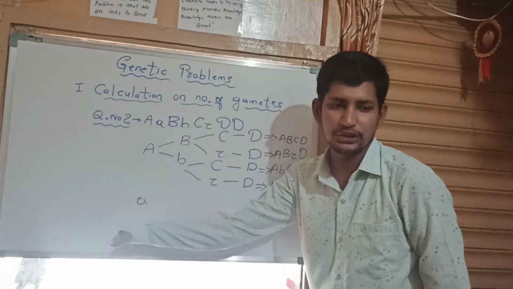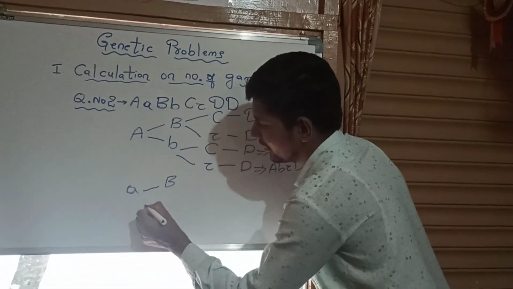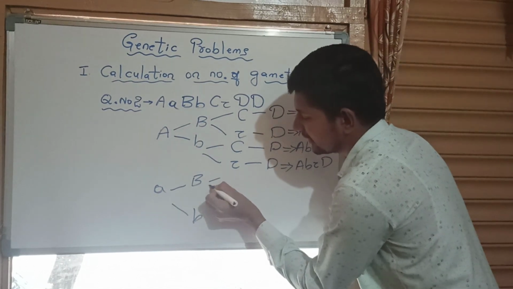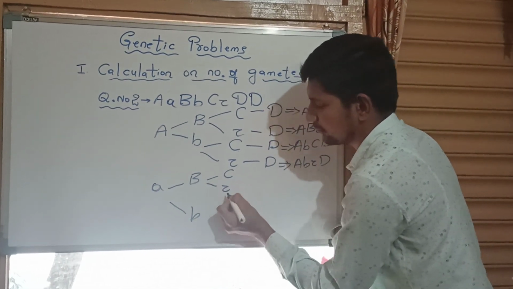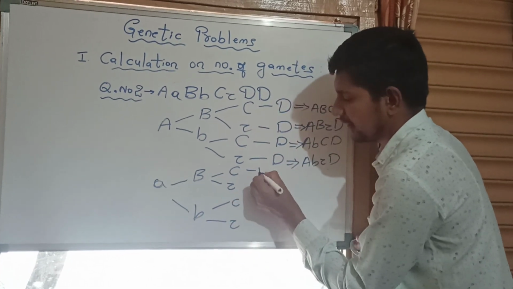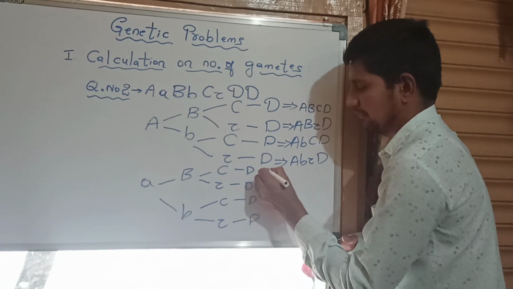Again 4 possible gametes will be produced here. Same, apply the formula same. Again one with capital B, another with small b. Again there are 2 choices, capital C, small c. Again here also capital C, small c. And again with capital D in every case.